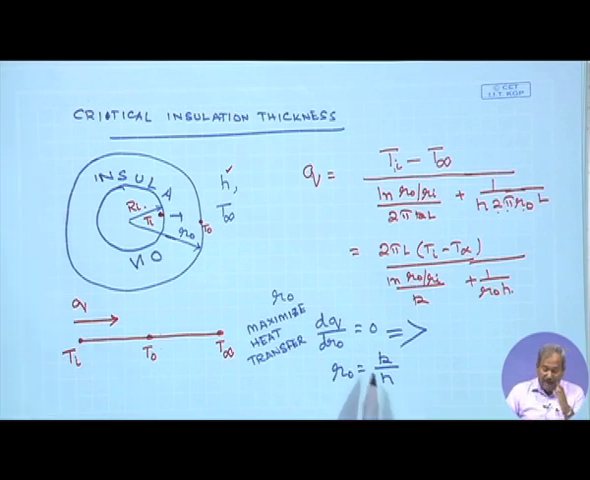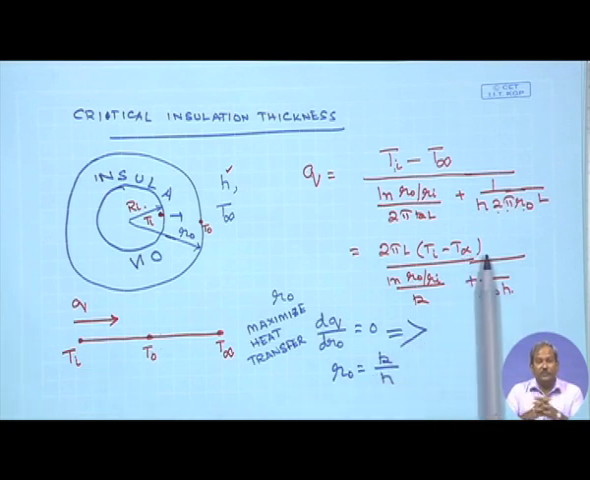So, R naught equals K by H is an interesting formula. It simply tells you that if your radius of insulation is less than this value of R naught given by K by H, then by putting more insulation you increase your heat transfer, and this will keep on increasing till you reach R naught.